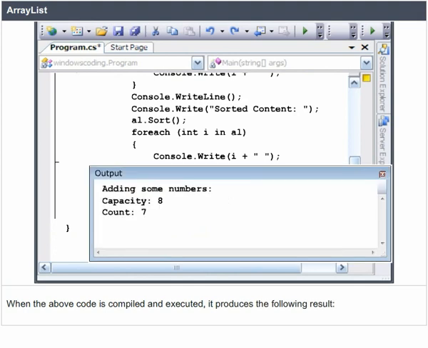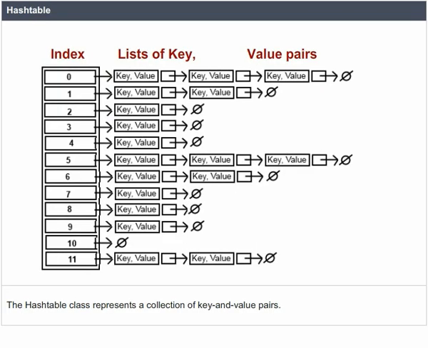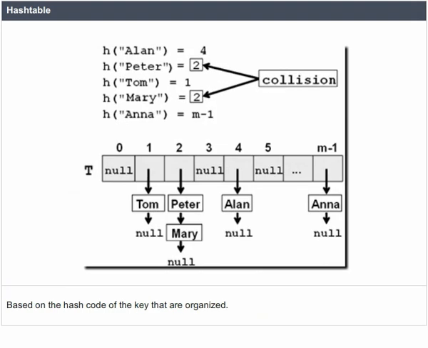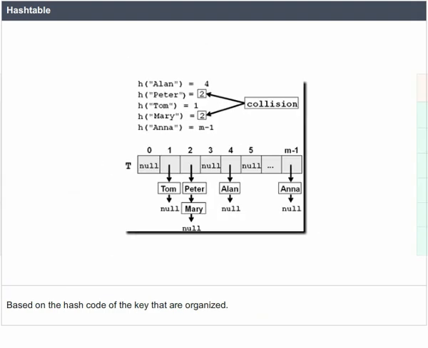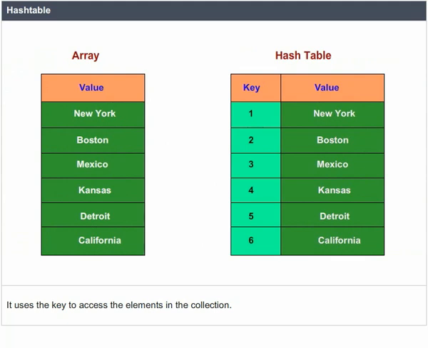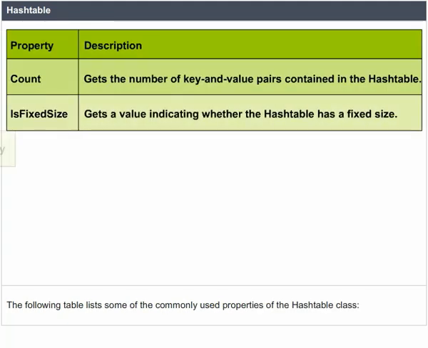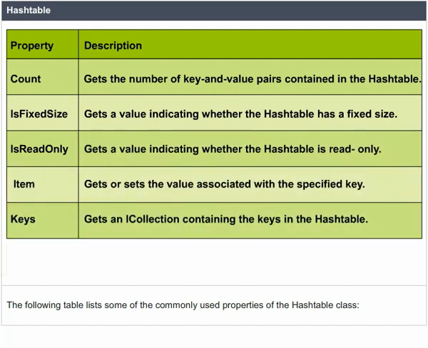Hashtable. The Hashtable class represents a collection of key and value pairs that are organized based on the hash code of the key. It uses the key to access the elements in the collection. The following table lists some of the commonly used properties of the Hashtable class. The following example illustrates this.